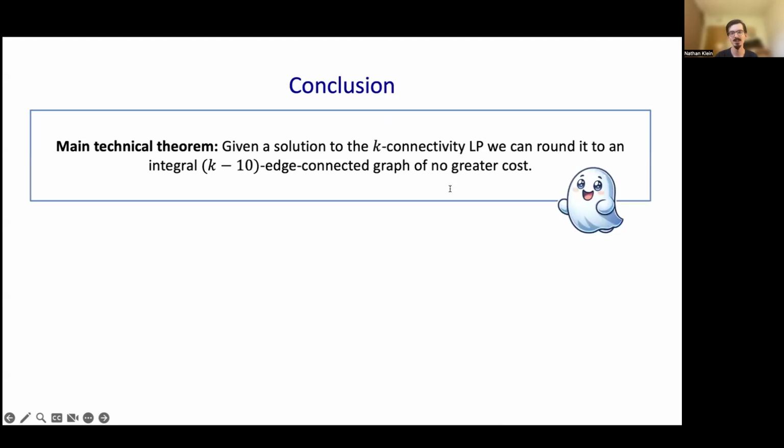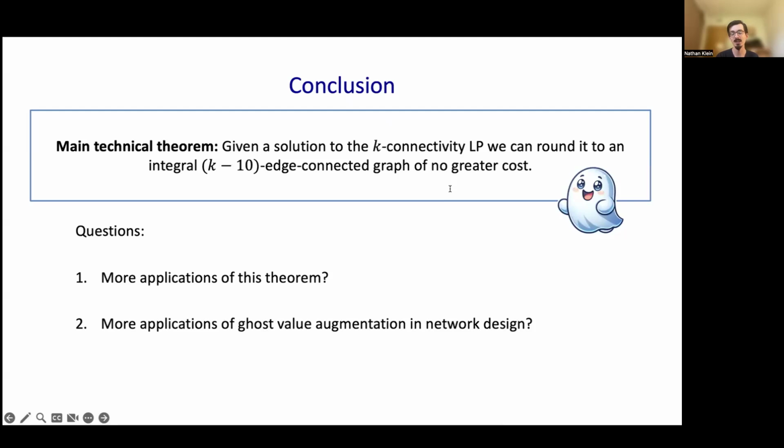There are a few interesting questions that arise. So first, does this theorem have more applications? In a nutshell, what we showed is that for large K, fractional connectivity is essentially the same as integral connectivity, which I think could be a very useful fact. Second, it would be great to see more applications of ghost value augmentation in network design, in particular in places where uncrossing is challenging.